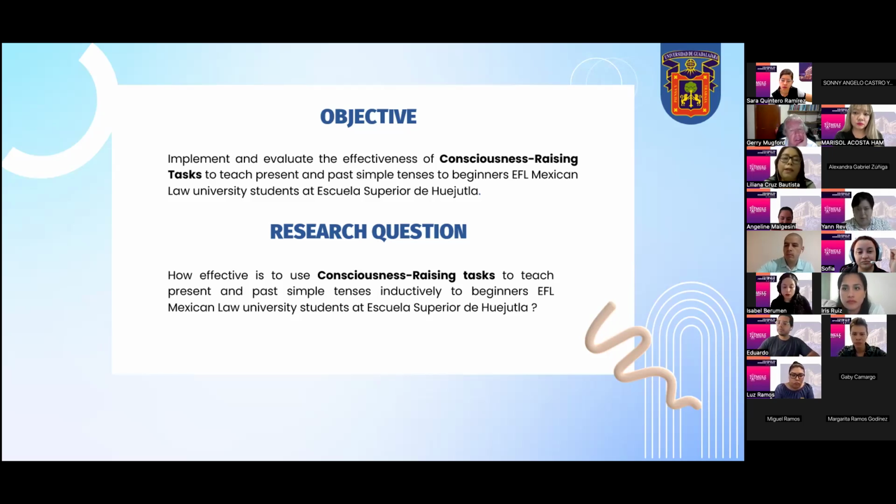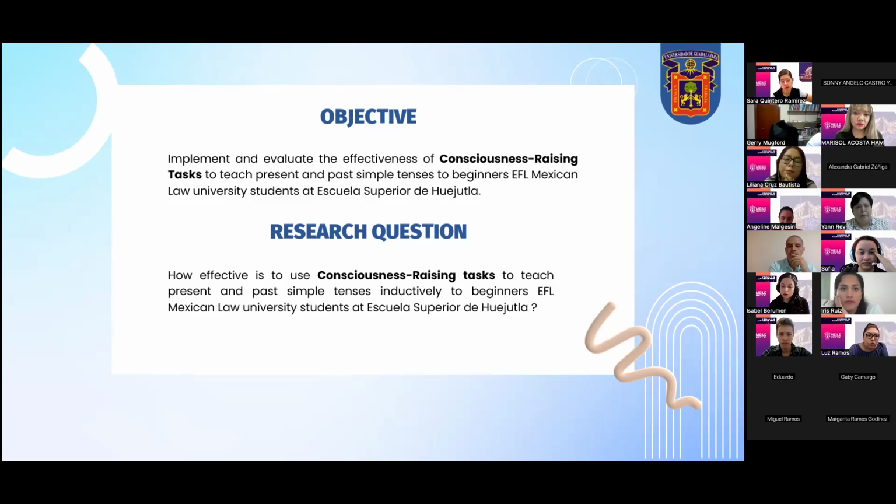during different grammar exercises, or when they are asked to use the rules, and that they can use them in their daily communication. The research question is pretty much the same. How effective is it to use consciousness raising tasks to teach present and past simple tenses inductively to beginner EFL Mexican law university students at Escuela Superior de Huejutla?